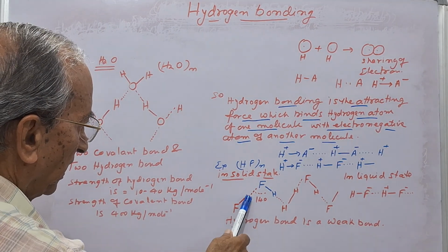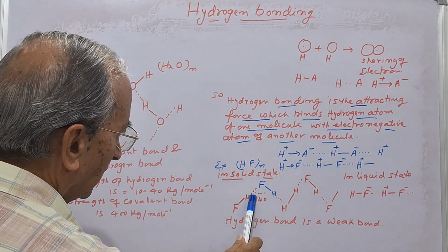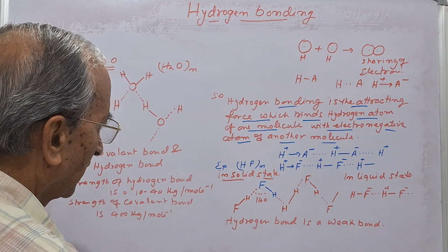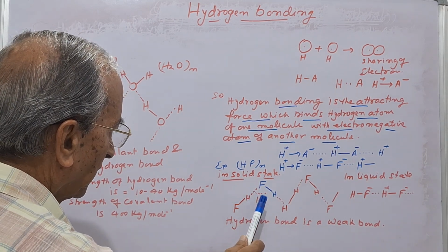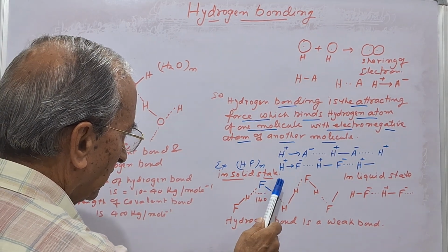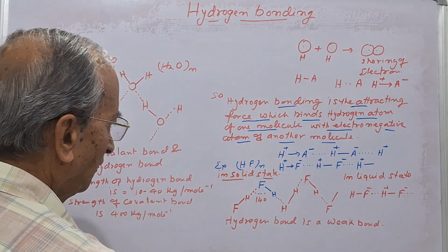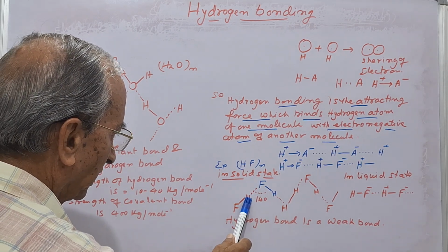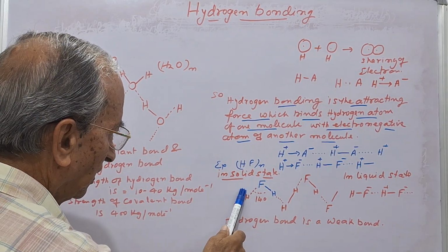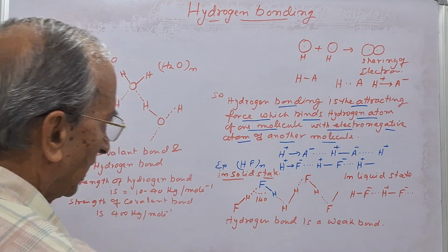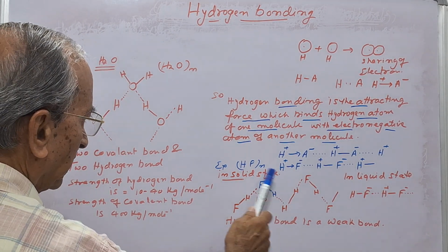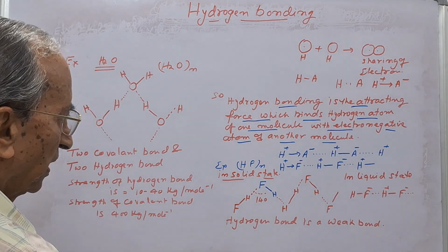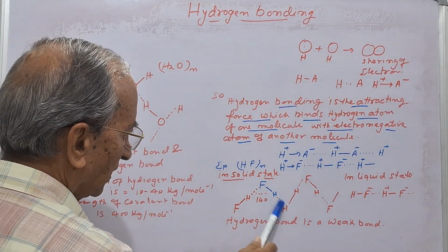Here if you see HF, in the case of HF, F is the more electronegative, so H becomes electropositive and F becomes electronegative. Now this F attracts the hydrogen of the other molecule to form the hydrogen bond. So this forms zigzag molecules, and in the solid state it is written in the form of HF with n number of molecules. Here we show the hydrogen bond with a dotted line.